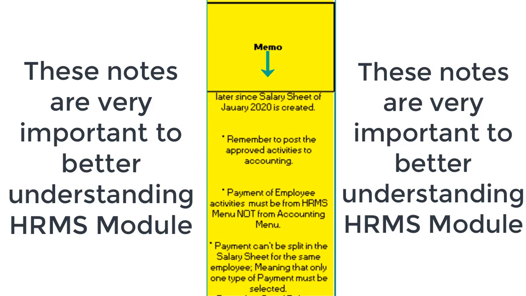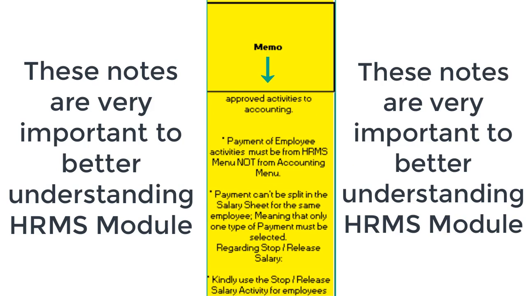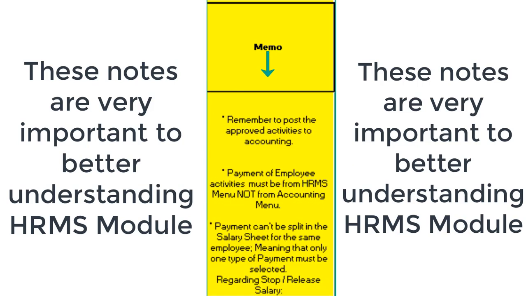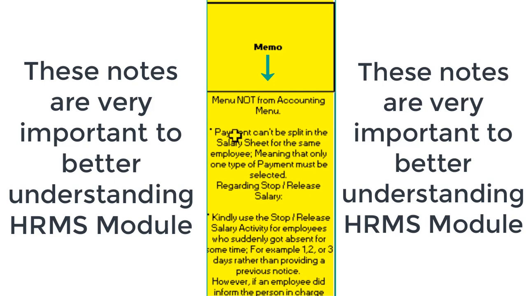And always remember that any activity which needs to be posted to accounting must be posted to accounting successfully, and that any activity or any type of payment which requires to be paid must be paid through the HRMS activities menu itself, not from the accounting menu, since this is an ERP system and everything is clear and straightforward. And the payment cannot be split in the salary sheet regarding the same employee. So for different employees, yes, of course, different payment methods can be selected. But for the same employee, you cannot choose different payment methods.